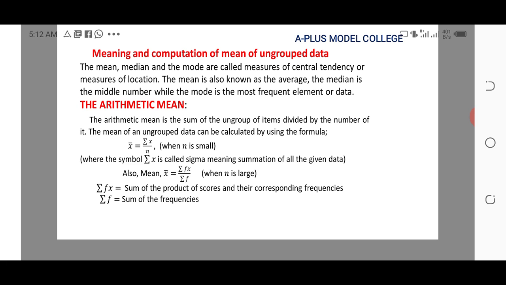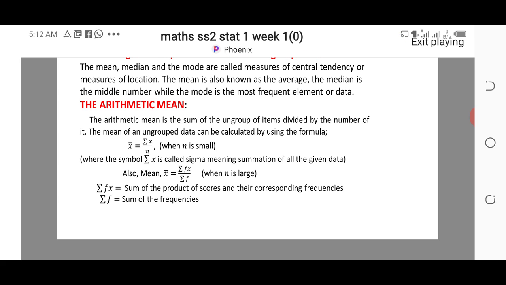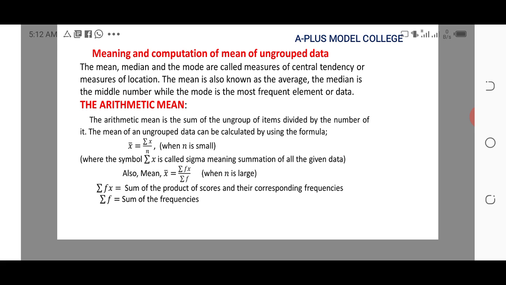So look at the first formula on this PowerPoint slide. You can see the mean, x bar. That is one thing I want you to note. A mean is represented by x bar. We have a bar on x. It is the summation of x over n. That is when we are dealing with a small set of data, we use this formula. We just sum them together and divide by the number of the data.